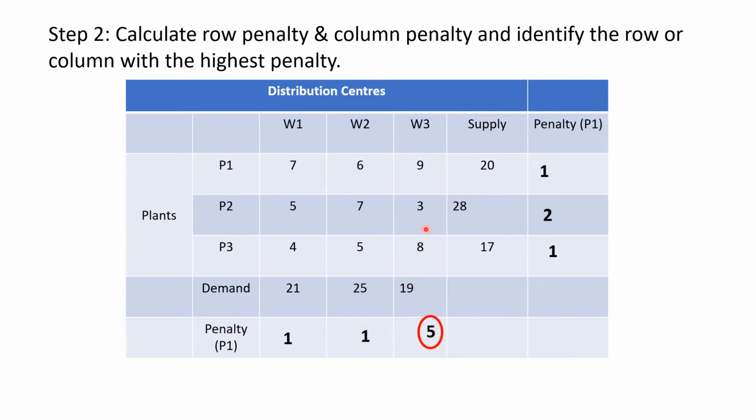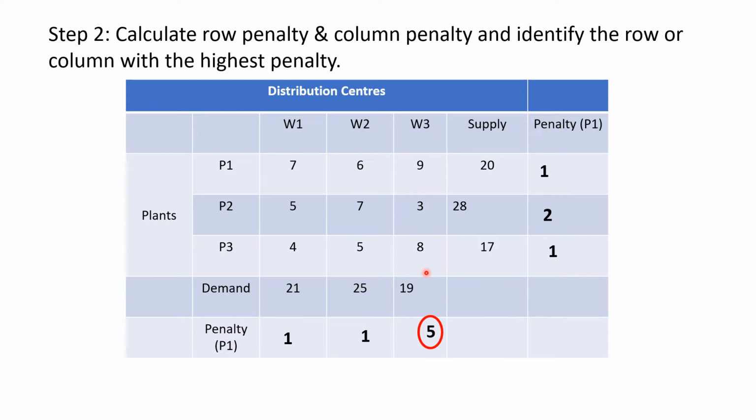19 and 28. So I can allocate here 19. I hope you understand. So first we will calculate all the penalty and then we will look for the highest penalty. So highest penalty in this case is 5 for the column W3. Once the highest penalty column or row has been identified, we will concentrate on that row or column. In this case, it is W3. So we will concentrate on W3 elements only.